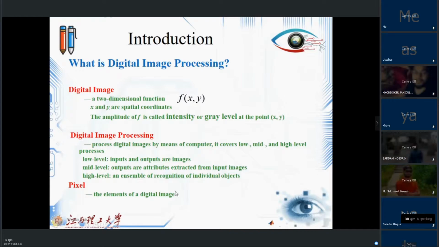And then, what is image processing? It is the processing of a digital image by any computer, or we can say CPU, which covers low, mid, and high level processes. As you remember from the last lecture, for the low level, the input and output are images. For the mid level, the output is attributes extracted from the input image, and the high level is recognition of individual objects in my image. Let us define the pixel, the element of a digital image, or more specifically, the smallest part of any digital image. We call it a pixel.